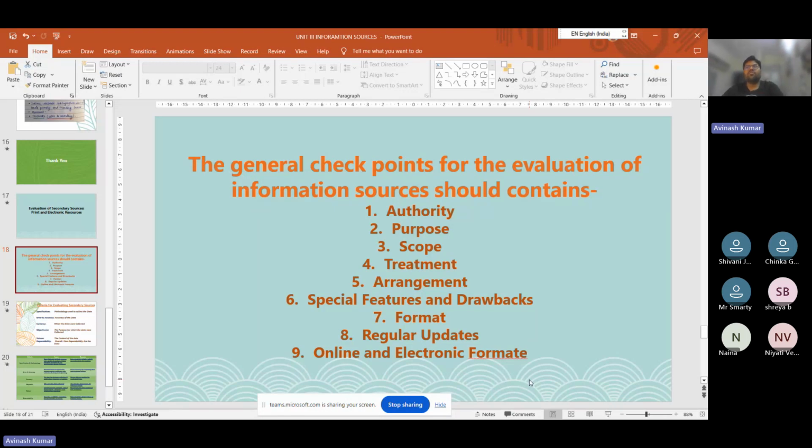Next one is the purpose. If you collect any information or data, first you should understand why you are collecting this information, what the purpose is, what the objectives are. Without purpose, you cannot collect data of particular information. So purpose is clear. And third one is scope.